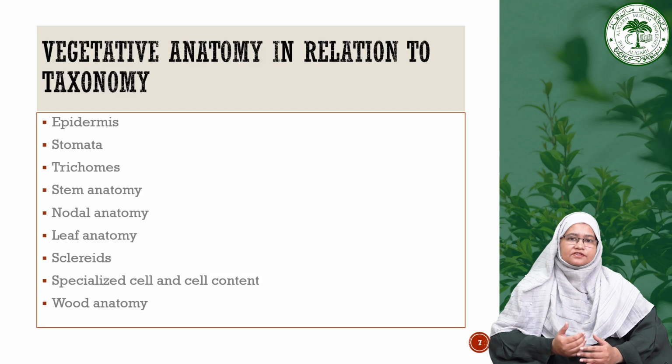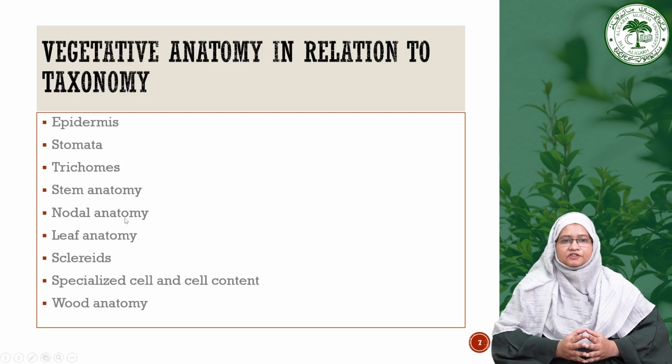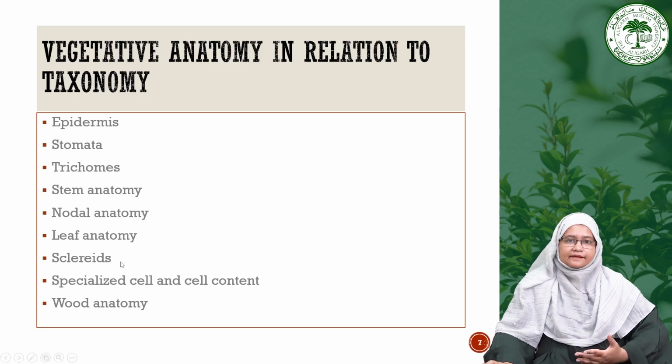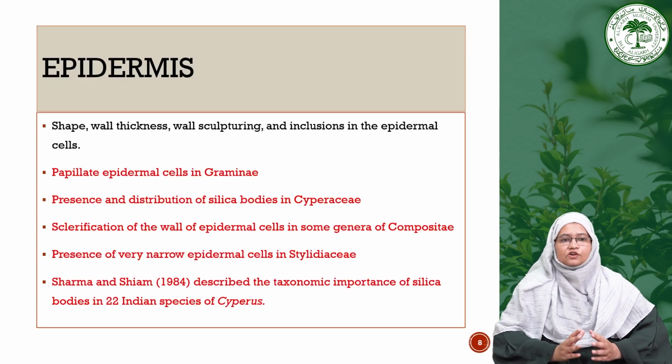There are several characteristics present in the vegetative parts that help to identify the different groups of plants. These are the epidermis, and the parts of the epidermis, that is the stomata and trichome, both of which are part of the epidermis. Then stem anatomy, in which there is a further categorization, nodal anatomy, which also helps in the identification of some families. Then leaf anatomy, then sclereids, which are some specialized tissue, then specialized cells and cell contents, and wood anatomy. These are the vegetative anatomy features that help in the identification of particular families or plants.